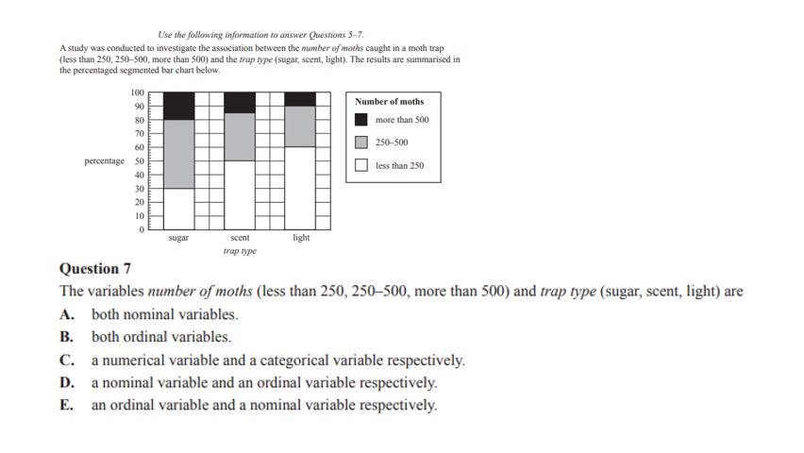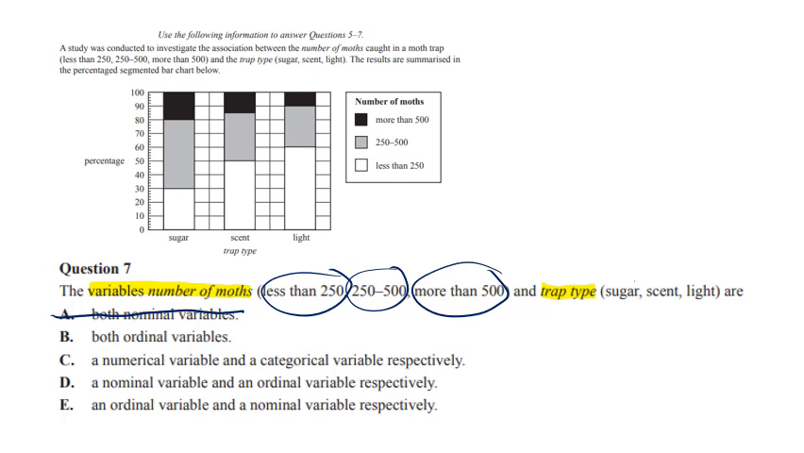Okay, so we're looking at the variables number of moths and trap type, and let's just think straight away, what do we think the category, the type of data we're looking at is? If we look at this, we can see we've got less than 250, 250 to 500, more than 500. Looks like numbers, but not, because it's just three groups and there is an order to them. So we can immediately remove A because we can see that the variable number of moths is ordinal.